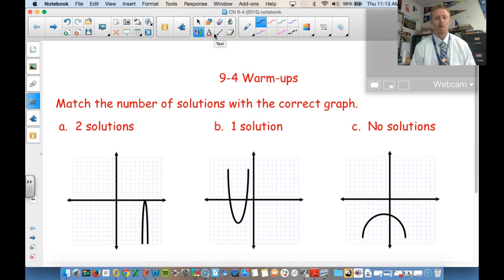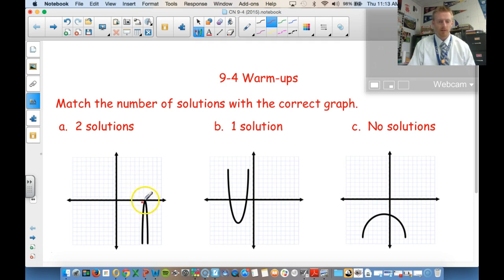We're looking for a quick warm-up just to get our brains ready. If we look at the three graphs, we're trying to find out which one has two solutions, which one has one solution, and which one has no solutions. Hopefully from what we talked about in 9.2, you guys are thinking to yourselves, oh my gosh, this is super, super simple. And 9.3, of course, as well.